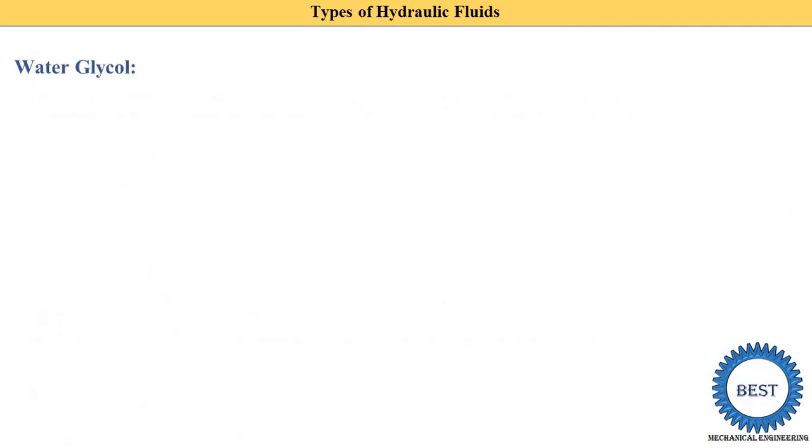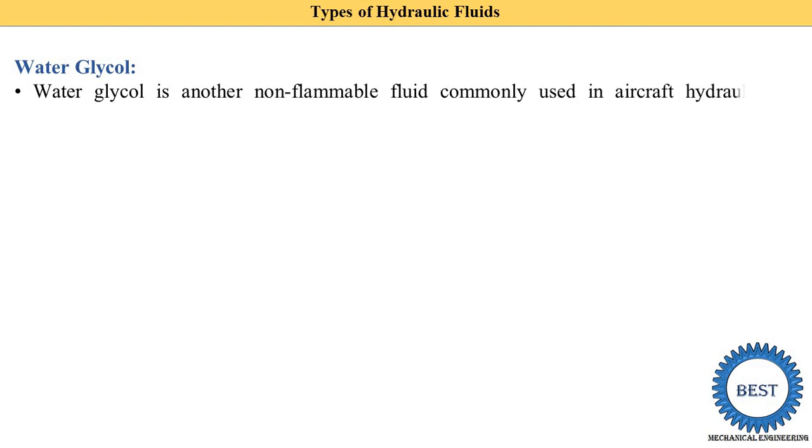Now the third one is the water glycol type. Water glycol is another non-flammable fluid commonly used in aircraft hydraulic systems. So in aircraft, various hydraulic systems are used. In the majority of hydraulic systems, the hydraulic fluid is water glycol because it has a non-flammability property. And in the water we add the glycol.